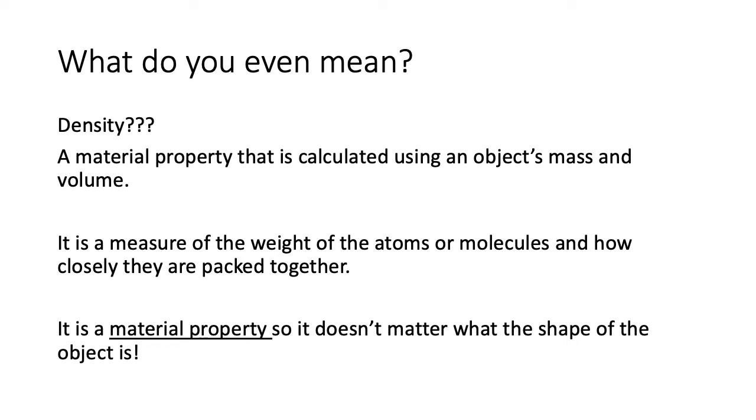So let's take a quick look at density. What does it even mean? Density is a material property. It is calculated using an object or a sample of that object, using its mass and its volume. Density is a measure of the weight of the atoms or molecules that make it up and how closely they are packed together. You may have two objects which are of the same volume. If one feels heavier than the other, you could say that object is more dense than the lighter one. As density is a material property, it doesn't matter what shape the object is.